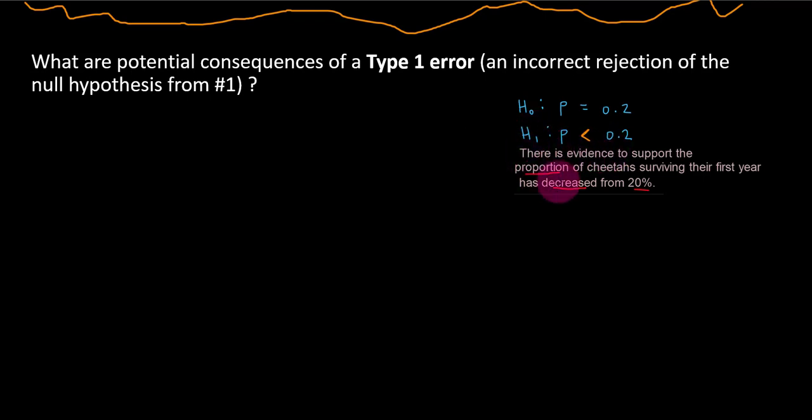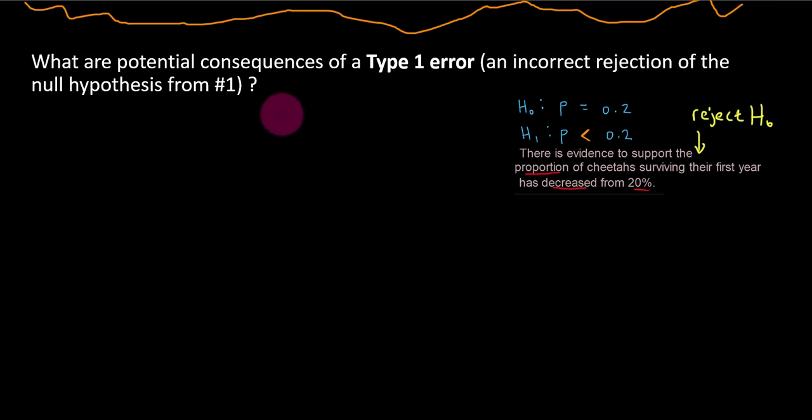This was the hypothesis that the proportion of cheetahs that survive their first year has decreased from 20%. And this was the conclusion that corresponded to a rejection of the null hypothesis. Let's discuss some of the consequences. Here we are claiming that the proportion has decreased.